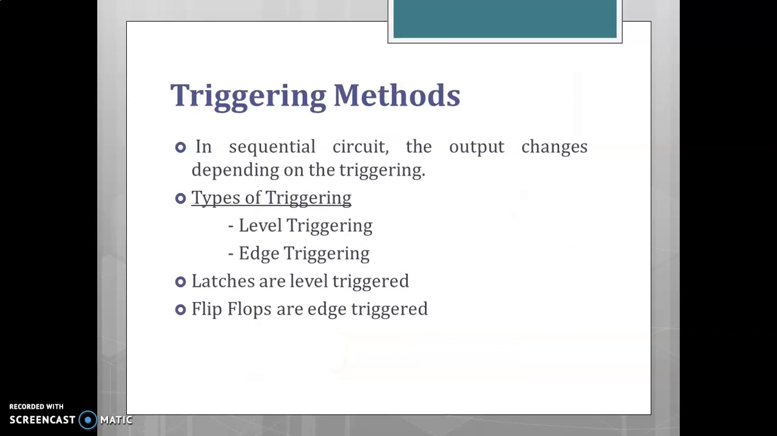So next, coming to the triggering methods. In sequential circuits, the output changes depending upon the triggering. There are two types of triggering. The one is level triggered. The other one is edge triggered. As I said earlier, the latches are level triggered and flip-flops are edge triggered.